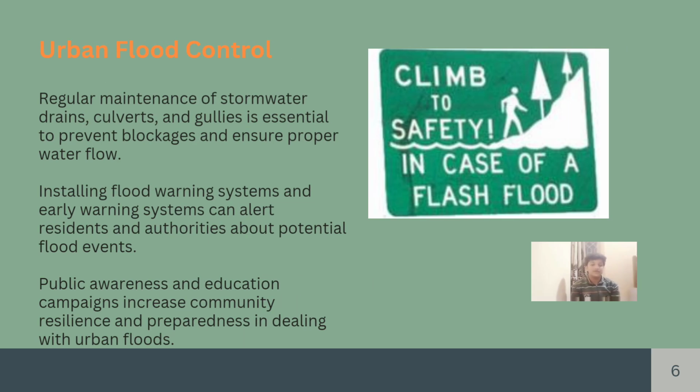So let's see some measures to control the flood. Regular maintenance of stormwater drains, culverts, and gullies is essential to prevent blockages and ensure proper water flow. Installing flood warning systems and early warning systems can alert residents and the authorities about potential flood events. Public awareness and education campaigns increase community resilience and preparedness in dealing with urban floods.